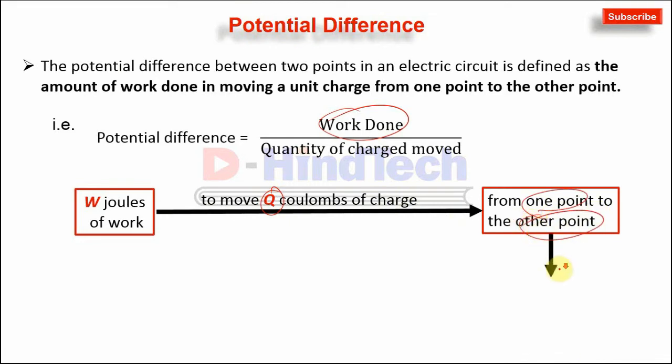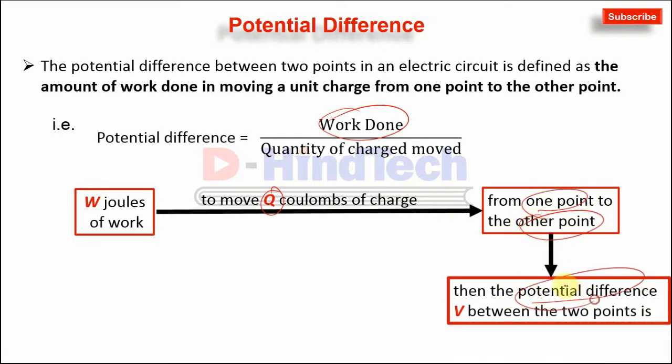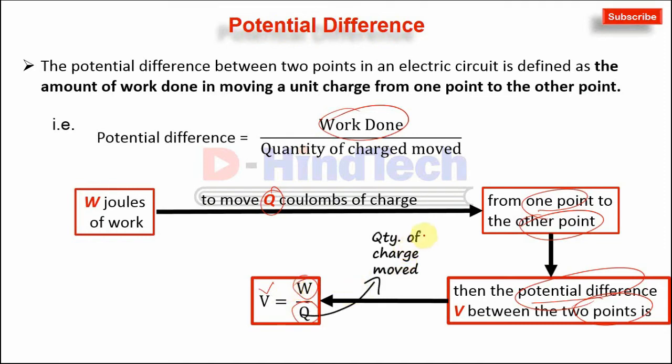Therefore, the potential difference between these two points is given by the formula V is equal to W upon capital Q.